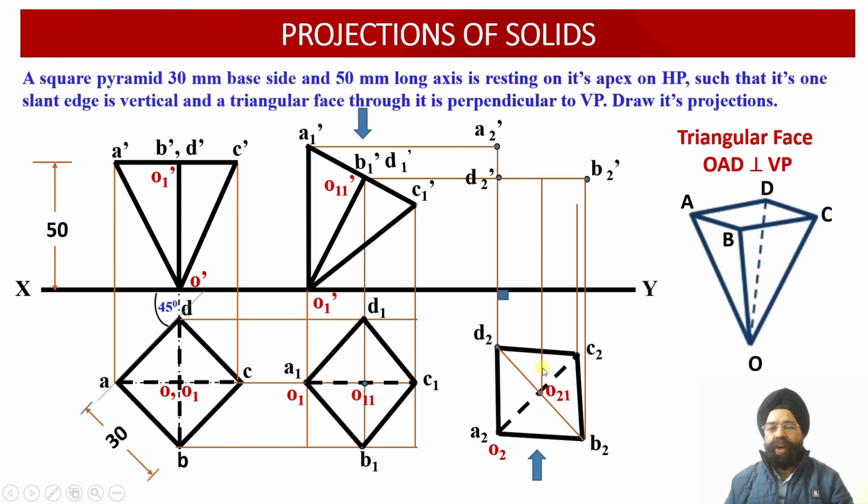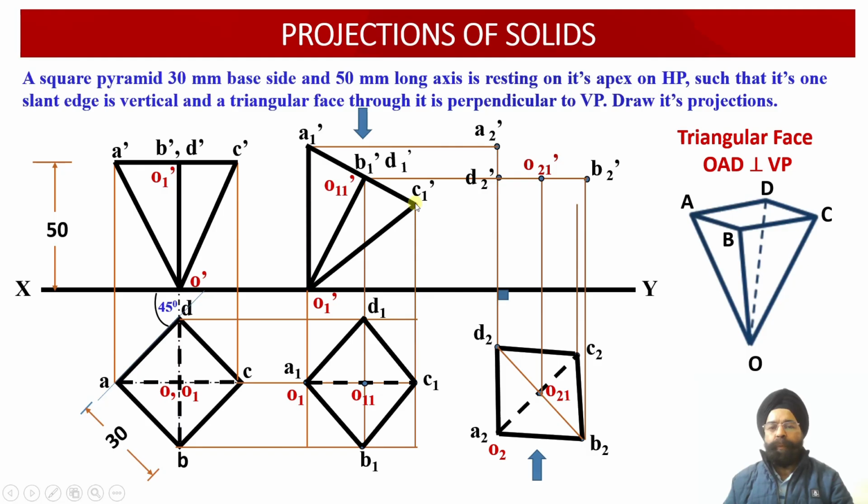And finally, we have got this point onto this line O21. So from O21, we have drawn a vertical projector line. Wherever it intersects with the horizontal projector line drawn through O11, we are able to locate the axis point corresponding to the top face as O21 dash over here.